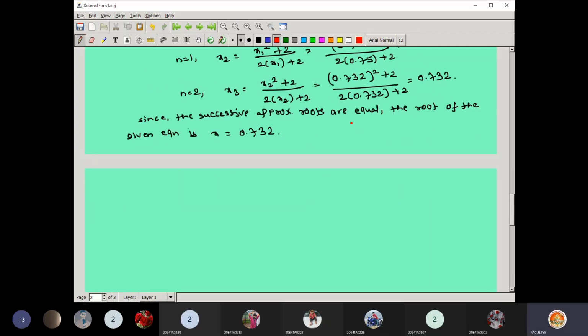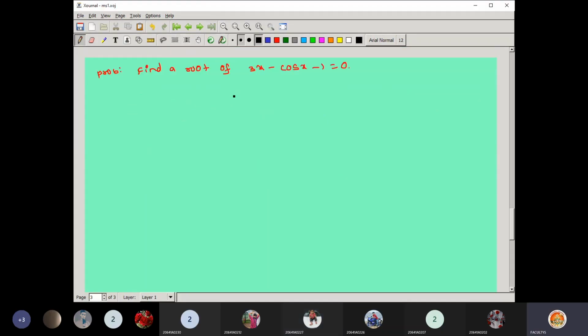Is it okay? 0.732. So I'm just giving you a problem. Find a root of, now this is your chance, find a root of 3x minus cos x minus 1 equal to 0. Is it algebraic or transcendental equation? Transcendental, right. Now enter into your solution part. Now this is a prestige question, make it fast.